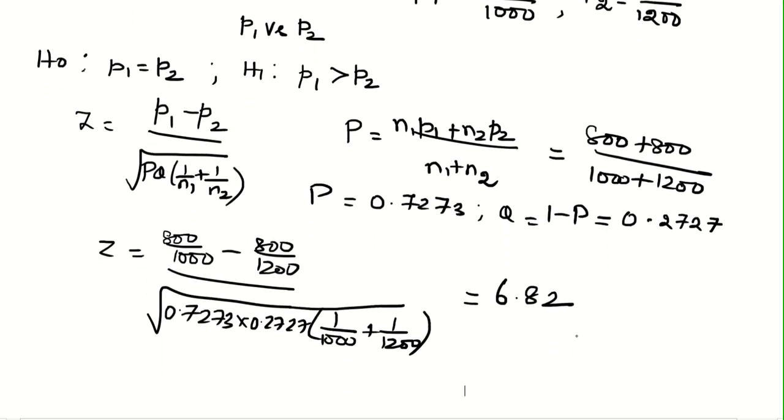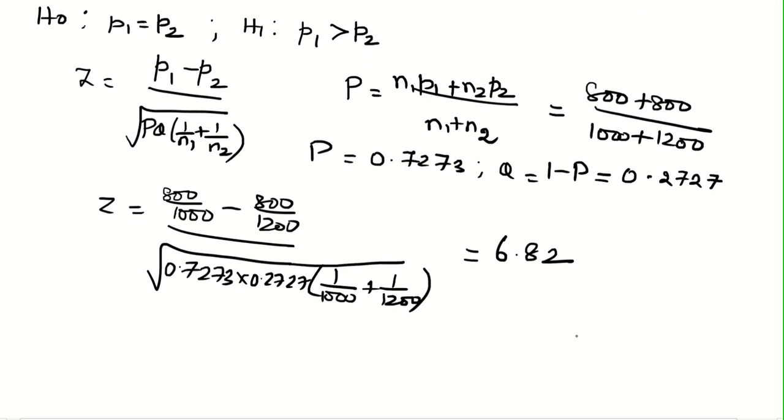Now let us compare the calculated value with the tabulated value. The tabulated value is obtained by fixing the level of significance, the standard level of significance, Z at 5% for a one-tailed test. It is 1.645.